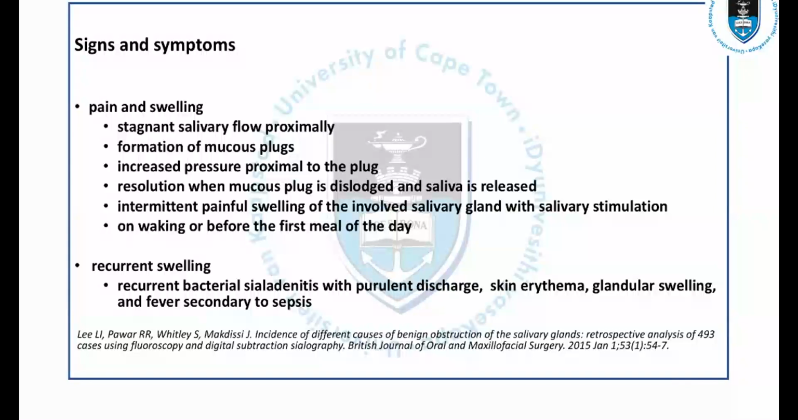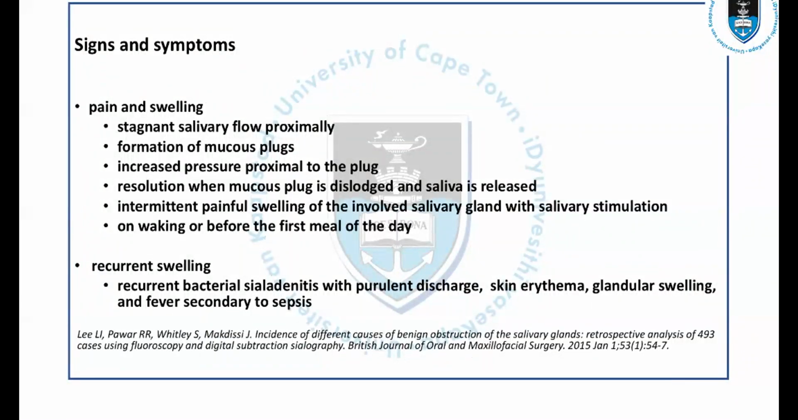Ductal strictures lead to stagnant salivary flow proximally, which results in the formation of mucus plugs that further impede salivary flow. The increased pressure proximal to the plug leads to symptoms of pain and swelling. Resolution of the symptoms occurs when the mucus plug is eventually dislodged and the saliva is released.